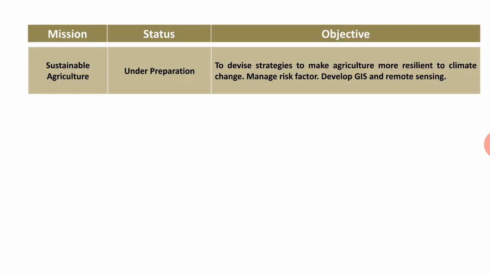In sustainable agriculture also, we need to devise strategies to make agriculture more resilient to climate change. So they manage the risk factors and develop GIS and remote sensing. In this case what will happen? When it comes to the rainy and winter seasons, there is greenery on the cultivated land. But in summer, such greenery does not exist, so temperatures start to soar. By using GIS and remote sensing, we can adopt different strategies and give advice to the farmers, so they can cultivate in the summer season also.